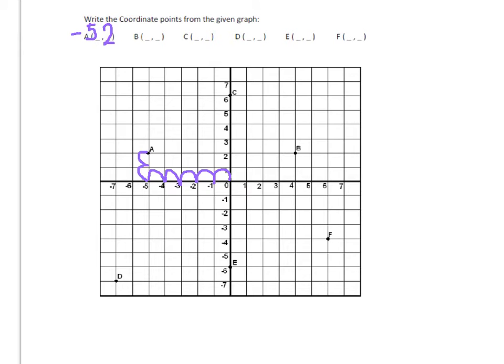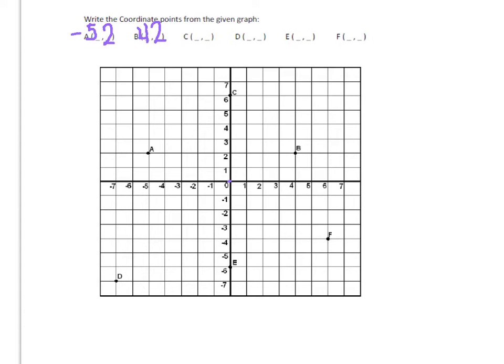Let's go ahead and start over again for point B. So point B is going to go to the right. You go over 1, 2, 3, 4. +4 since you moved to the right. You're then going to start, and how many do you go up? And you would have to go up 1, 2. And since you went up, it's going to be +2. So your coordinate points for B is 4, 2.